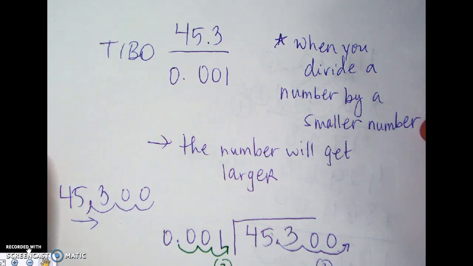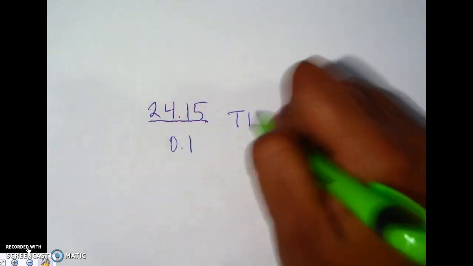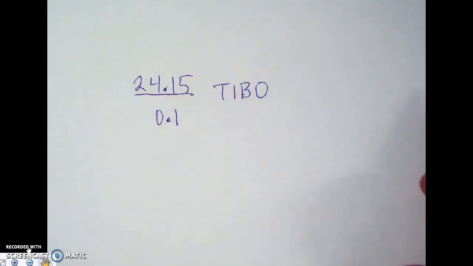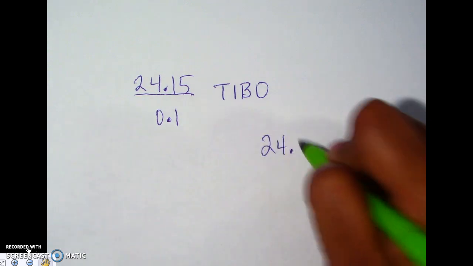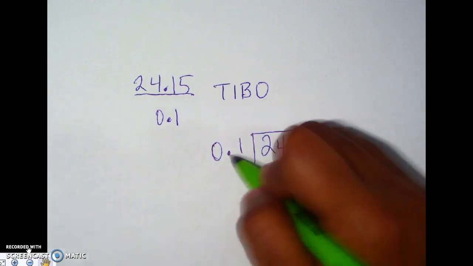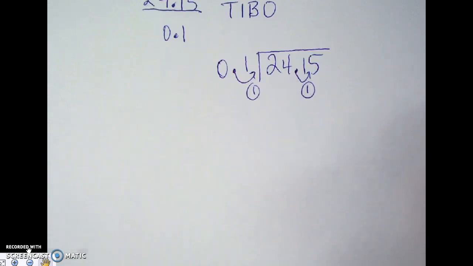All right, so let's do one more. Another one would be number 12. So if I have 24.15 being divided by 0.1, we're going to do our division, our TIBO. Again, this is a decimal, and so is that. So we're going to do 24.15 being divided by 0.1. So swing 1 time here, swing 1 time here, and then we rewrite it.